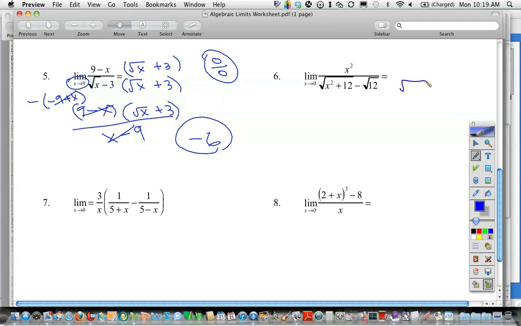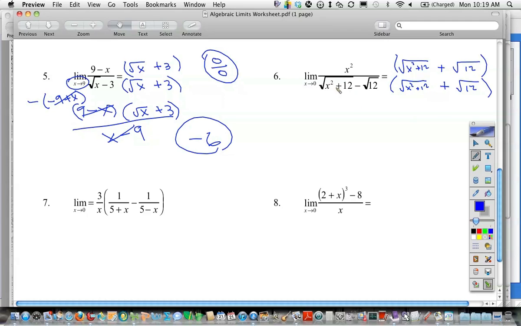All right. On this one, I've got a radical minus a radical, so I'm going to have to do radical plus a radical up here. Now again, the radical is x squared plus 12, and then this one's 12. Those don't change. The key thing is I got radical minus a radical, so I'm going to do radical plus radical. Top, I just leave that alone.